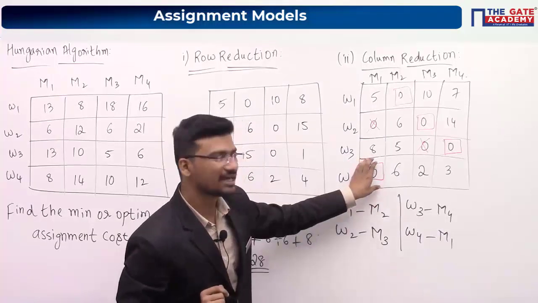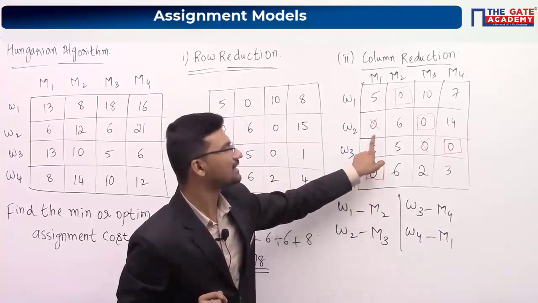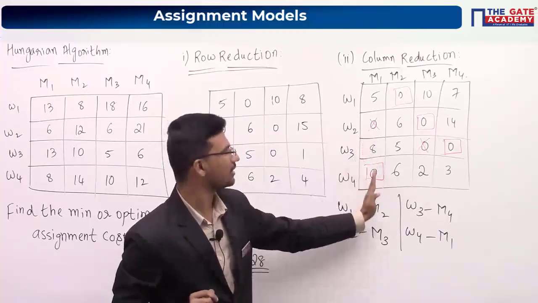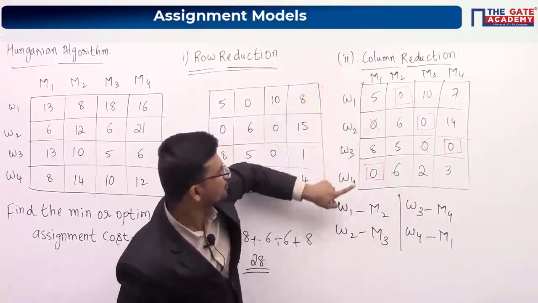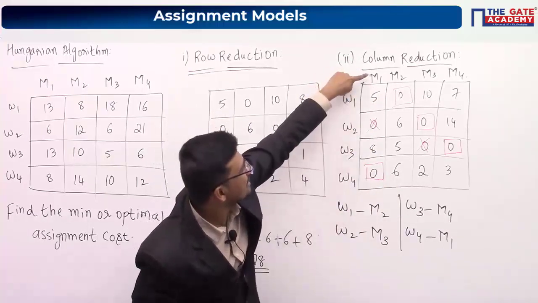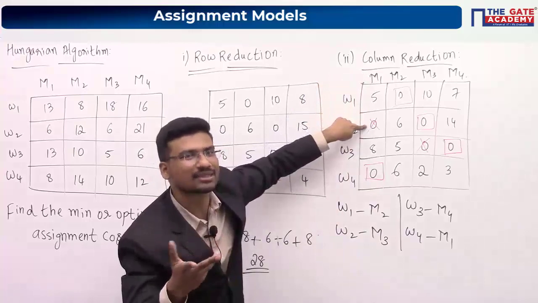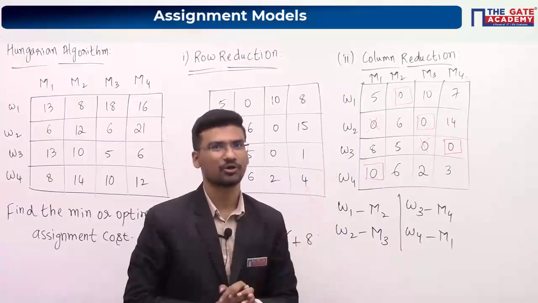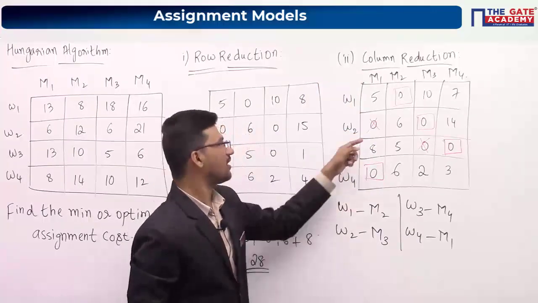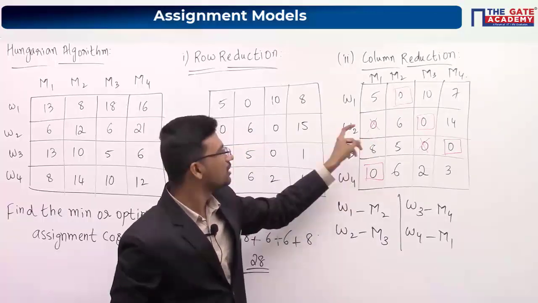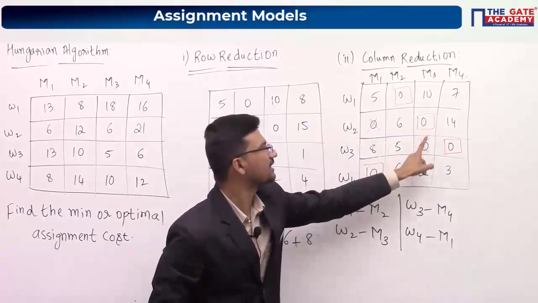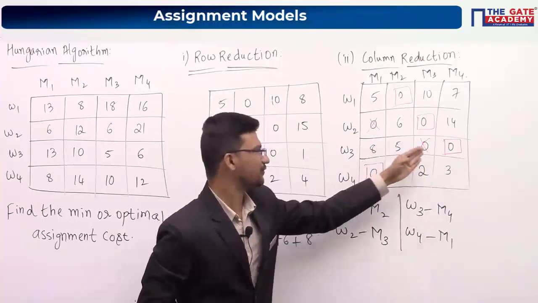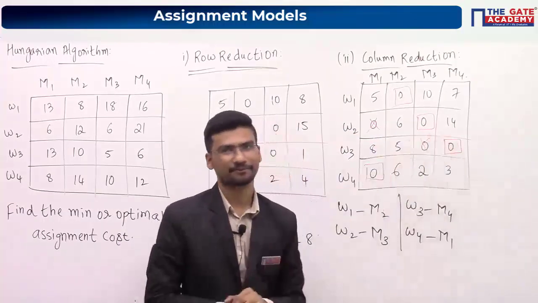You can assign here. After assigning, you have to cancel the other 0 present in this particular column. Why do we have to cancel? Because we have already assigned machine 1 to worker 4, and you cannot assign machine 1 to any other worker. That's why we are cancelling the other 0. Hope you have understood, right? Now as we have cancelled this 0, this particular row has become a single 0 row. Now you can assign here and cancel this 0. Now we have only one 0 in this row, assign here.